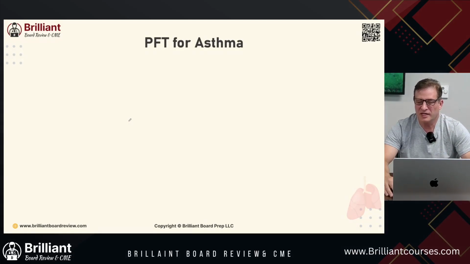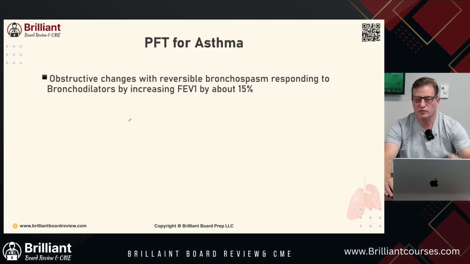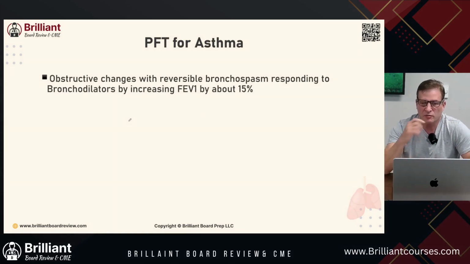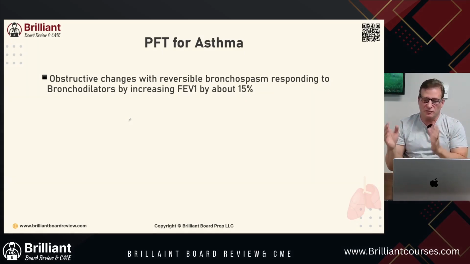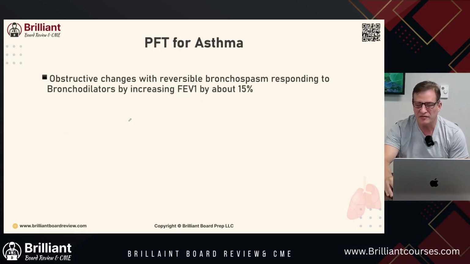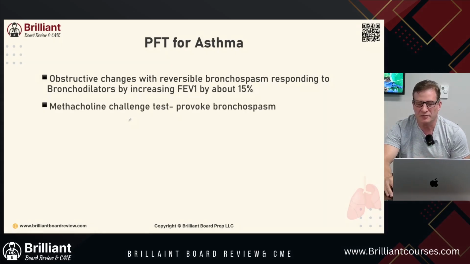How about PFTs for asthma? We talked about this. Obstructive changes with reversible bronchospasm responding to bronchodilators. So this could be another portion of the PFT, seen with the bronchodilator response by having increased FEV1 by 15%. Meaning that in the PFT lab, you've done your PFTs, then the tech is going to give them a bronchodilator, and they're going to see if they have an FEV1 increasing by 15%. A methacholine challenge test can also be done in the pulmonary lab, where they give them methacholine to challenge the airways, and they're going to have a provoked bronchospasm.